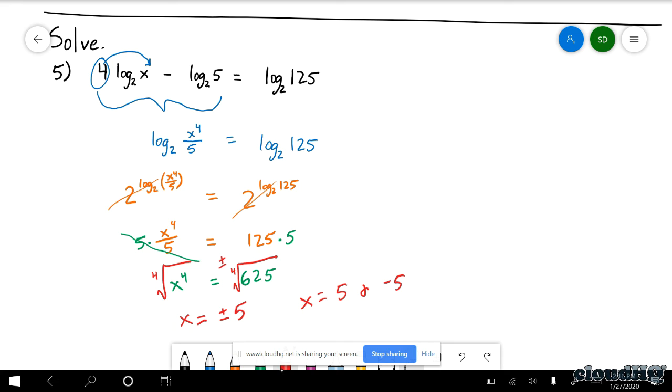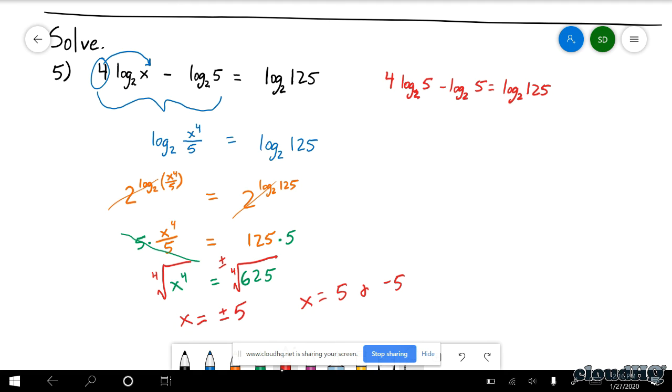Let's check 5. 4 times log base 2 of 5 minus log base 2 of 5 equals log base 2 of 125. Does it appear to work at first glance? I would say yes, or at least possibly, because we didn't have an issue of taking a log of a negative number. That's usually where the problems arise. It's not log base 2 of a negative thing. So it's probably going to work.